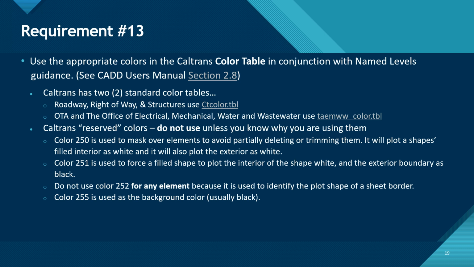Color 252 should not be used for any element because the plotting design script uses that color to identify the plot shape of the sheet border. Color 255 is used as the background color and should not be used as it will not be seen on the screen. Generally, section 2.8 of the CAD User's Manual has additional information for you to use.